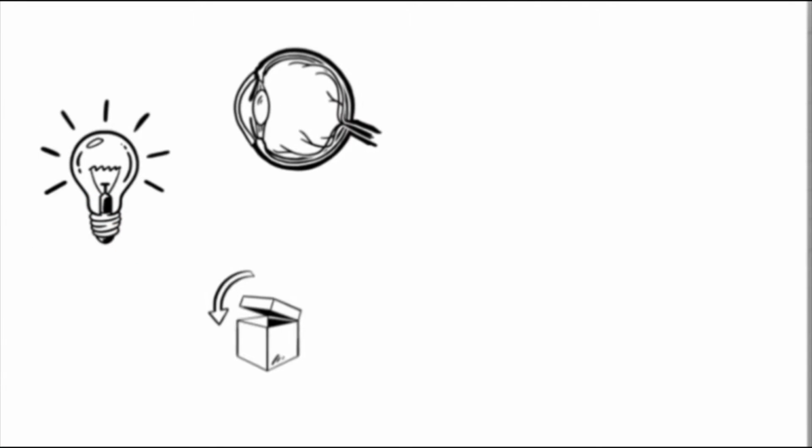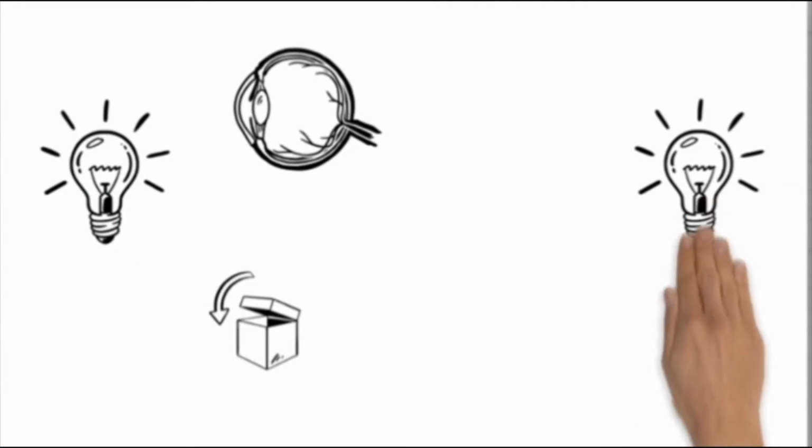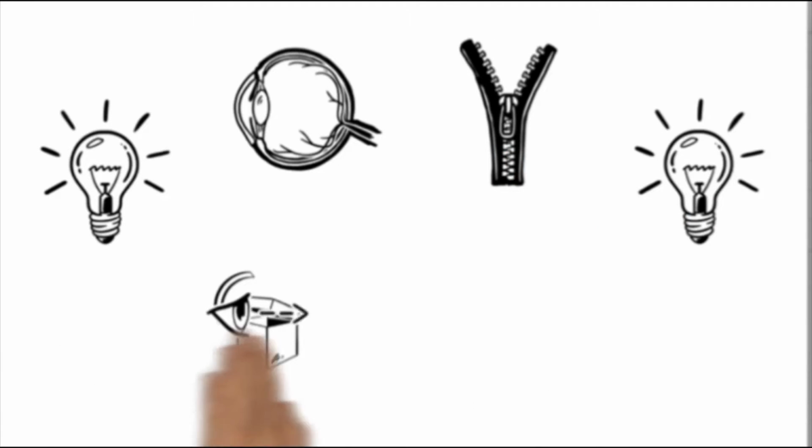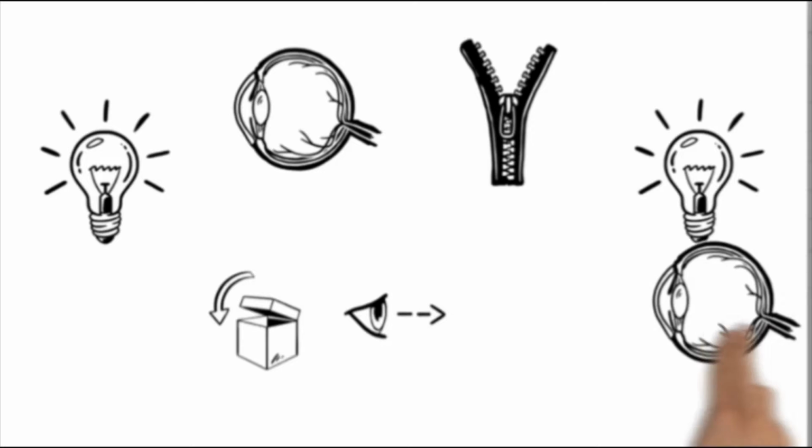This is because when there is bright light, the iris closes the pupil to let in less light. And when there is low light, the iris opens up the pupil to let in more light. Focuses light rays onto the retina.